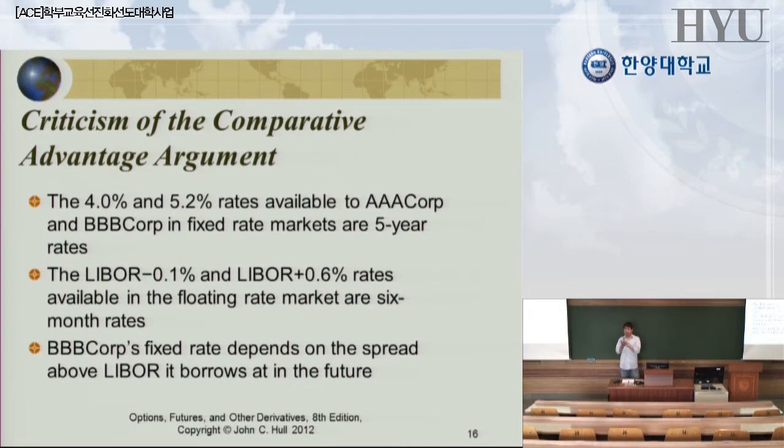So basically, when they do this transaction, the Triple B corporation will be the corporation that will most likely default on the exchange, because the LIBOR floating rate markets are 6 month rates and the fixed rate markets are 5-year rates. So there's more fluctuation in the floating rate compared to the fixed rate. That's why they're saying that this is an argument that cannot really be taken into consideration.